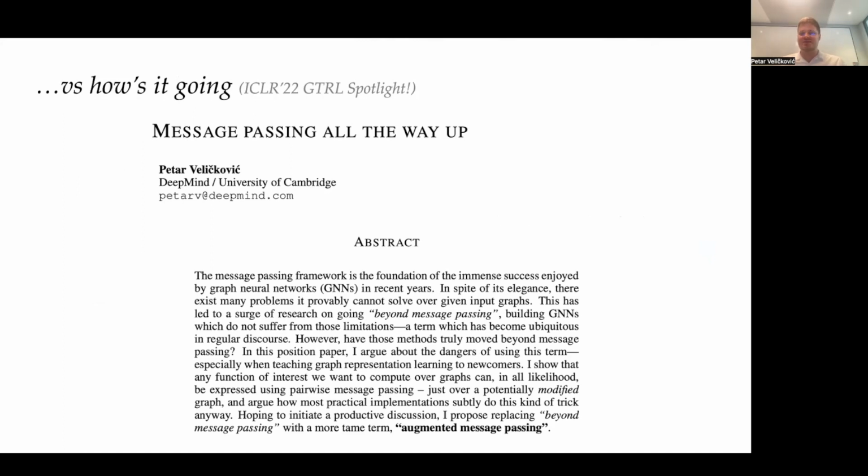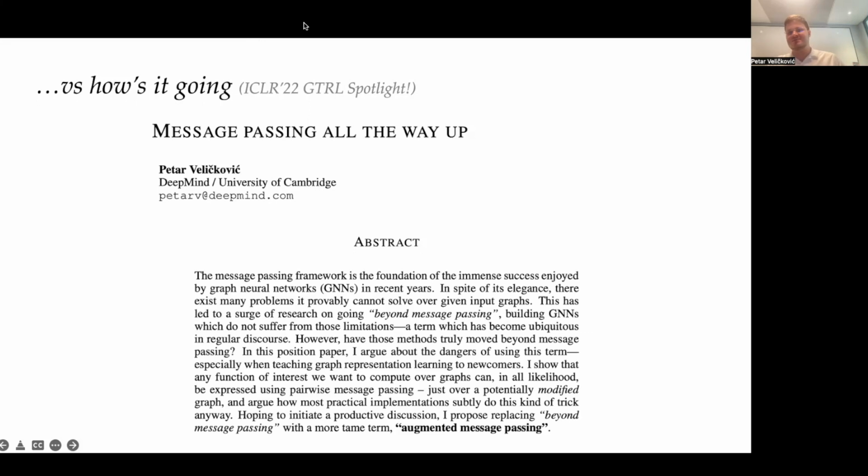And this work was recognized in the ICLR GTRL workshop, where I presented it as a spotlight a few months ago. And I had a chance to have many intense discussions with people, including some folks from this course like Michael Bronstein, on to what extent this claim is true. I'll just say that to this point, I haven't seen any clear evidence that we cannot express things in message passing.